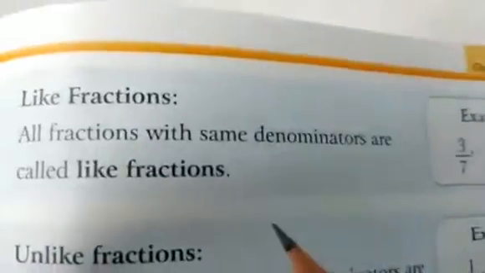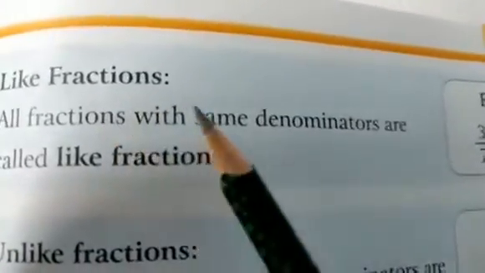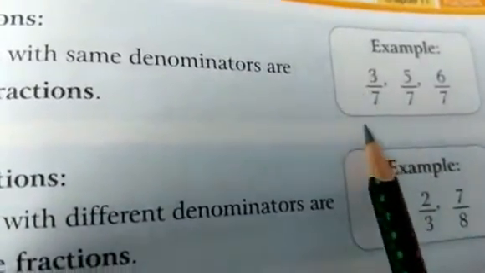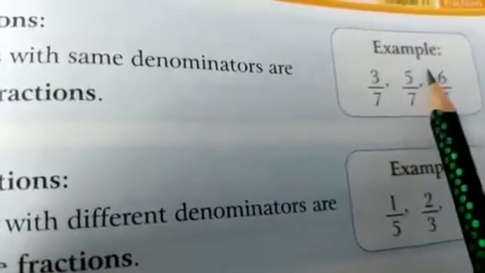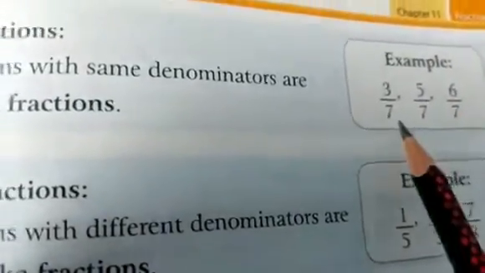Then the another type of fraction is there, that is like fraction. All fractions with same denominator are called like fractions. So 3 upon 7, 5 upon 7 and 6 upon 7. तो यहाँ denominator में क्या है?